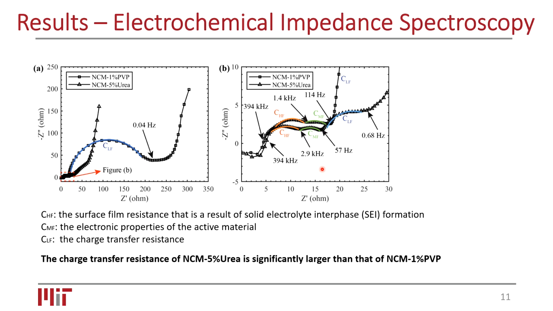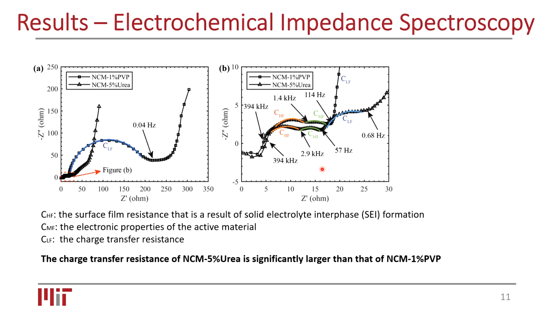The last one, at a relatively low frequency range, is the charge transfer resistance. It is the resistance that characterizes the transfer of the electron between the material and the electrolyte. We can roughly tell the magnitude of the resistance just by the size of these semicircles. When we take a look at the first two types of resistance, we can notice that for the one with the PVP addition or urea addition, they have a relatively similar amplitude.